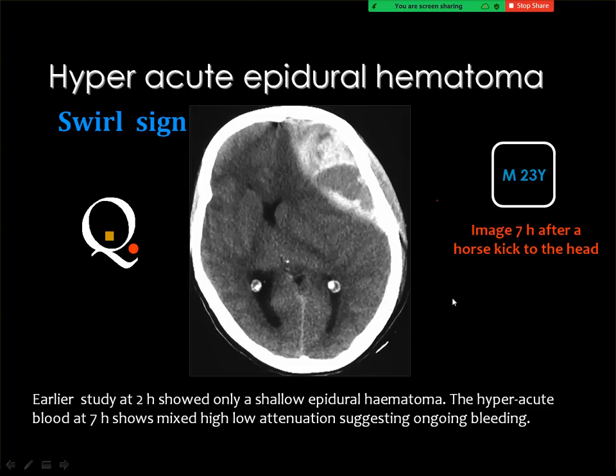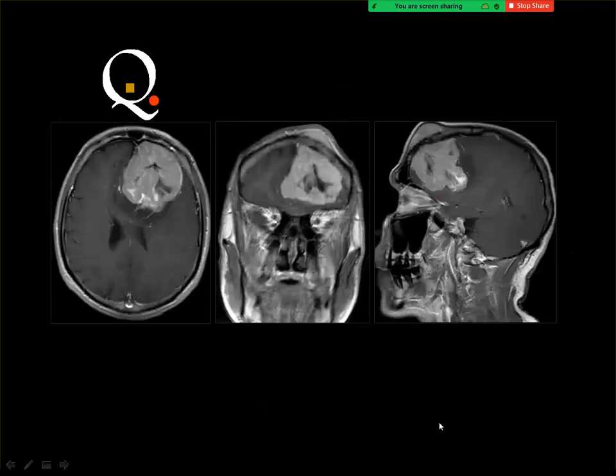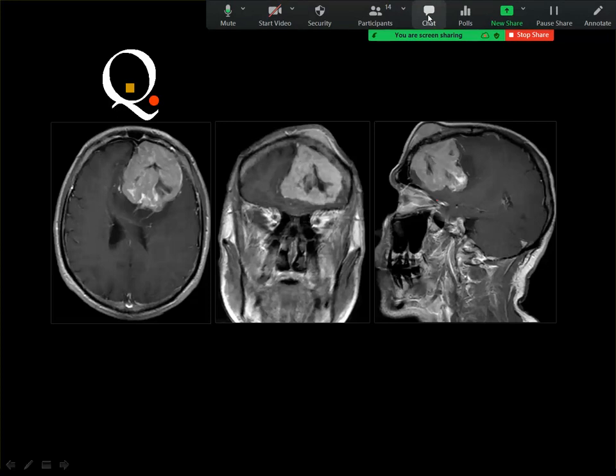Then you should mention this in the report to show that this hematoma or the bleeding is active, and the hematoma should be evacuated because the bleeding is continuous. Then these are three images: axial, sagittal, and coronal, after contrast with a big lesion in the left frontal lobe.